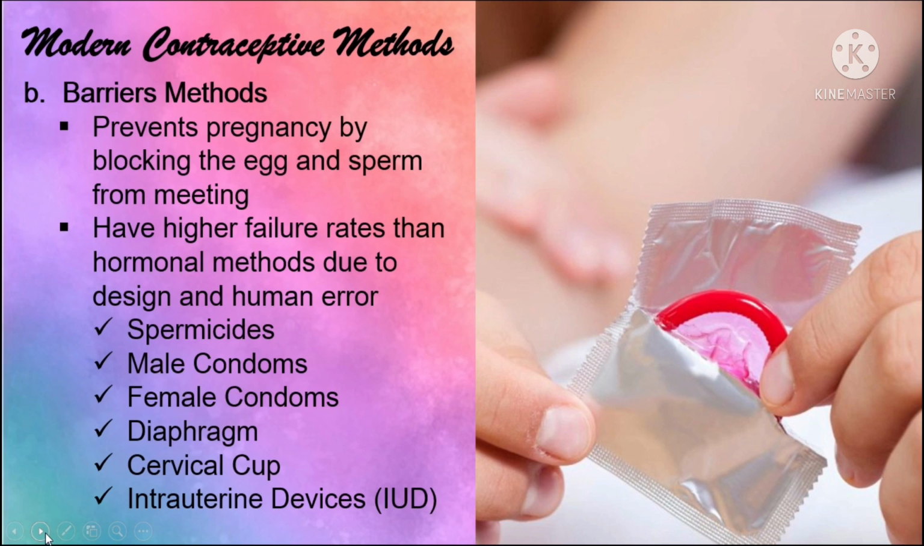Ang IUD kasi, it's a small T-shaped plastic and copper device that is put into your womb by a doctor or nurse. It releases copper to stop you getting pregnant and protects against pregnancy for between 5 and 10 years. It is sometimes called a coil or copper coil.